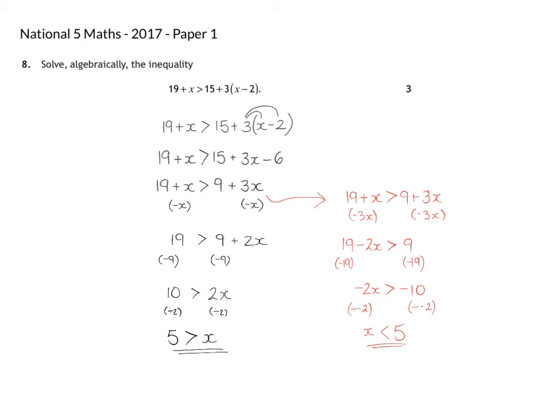So in here, the first mark is for getting that 3x minus 6 correctly. The second mark is for either here or here. And then our last mark is for either there or there, depending on what set of working you have done. Okay, let's go on to question 9.